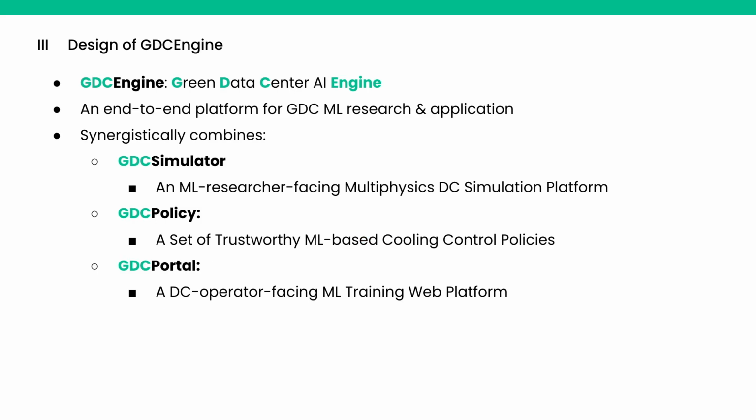Therefore, in light of such problems, we propose Green Data Center AI Engine, or GDCEngine in short. It is an end-to-end platform for green data center ML research and application. It synergistically combines an ML researcher-facing multi-physics DC simulation platform, a set of trustworthy ML-based cooling control policies, and a DC operator-facing ML training web platform. Or in short, GDC Simulator, GDC Policy, and GDC Portal.